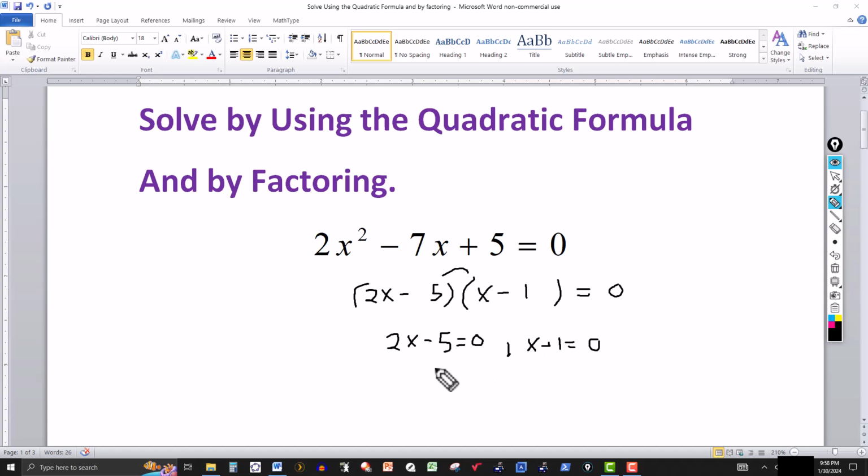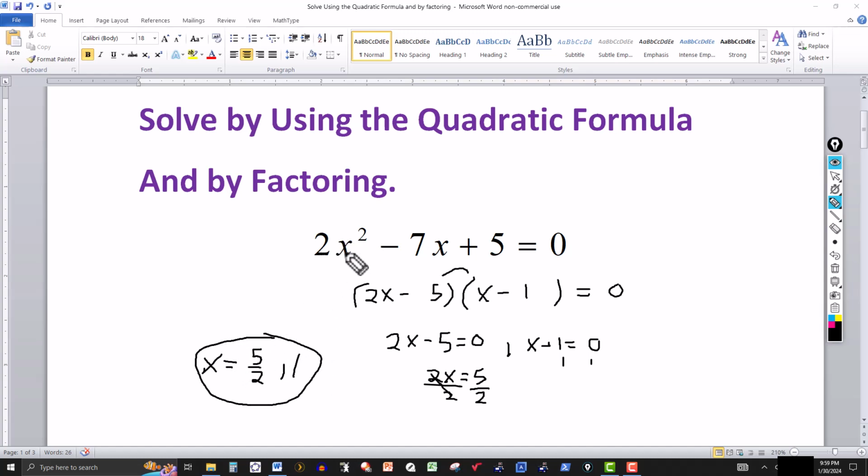So adding 5 to both sides here, we get 2x is equal to 5. Divide both sides by 2. We get x is equal to 5 halves. And here we add 1 to both sides to solve this equation. This cancels, we get x equal to 1. So the two solutions then we have are x equal to 5 halves or x equal to 1. We can put that in a solution set, or you can leave it like that. And of course you can go through and check it.